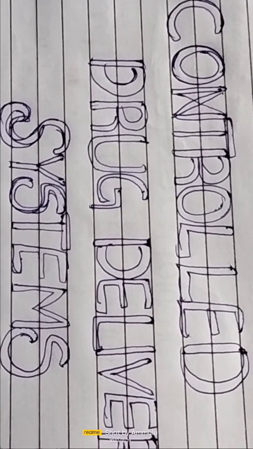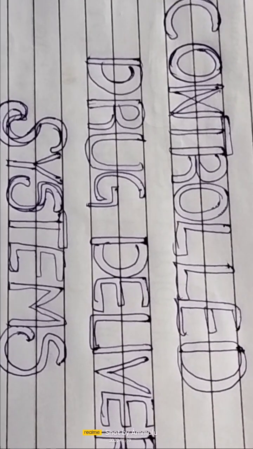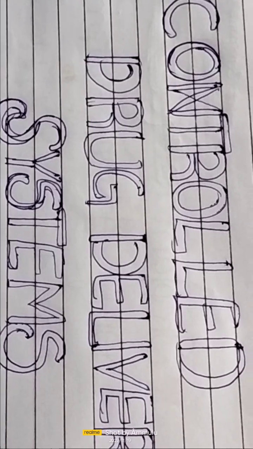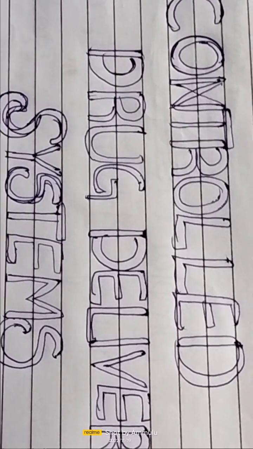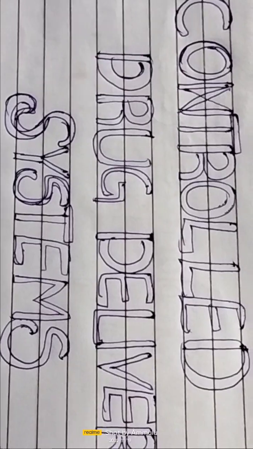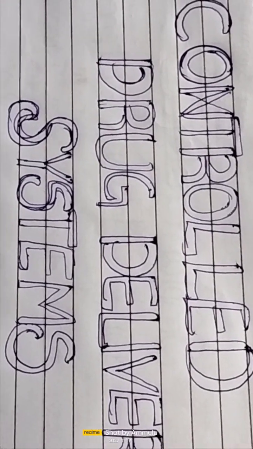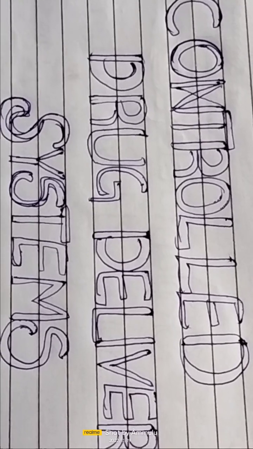The gastrointestinal transit time also alters the drug delivery system, and first pass metabolism affects the oral drug delivery system. These are some potential changes which affect the oral drug delivery system.